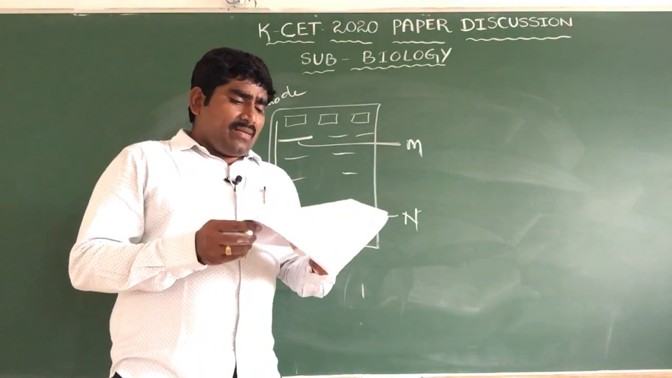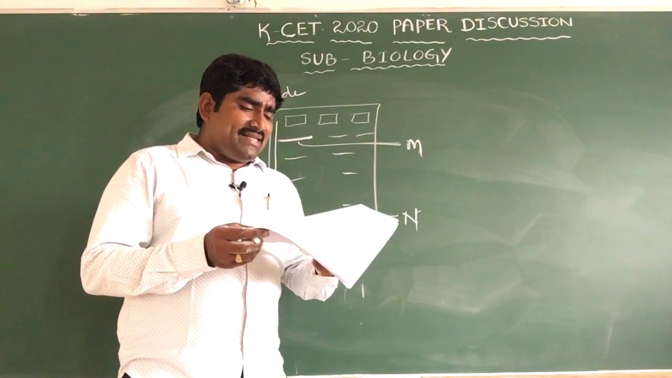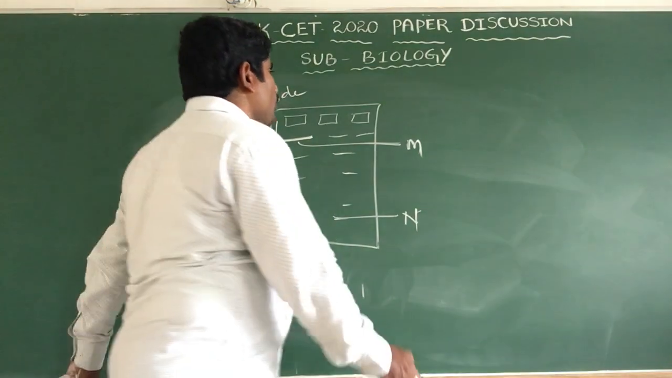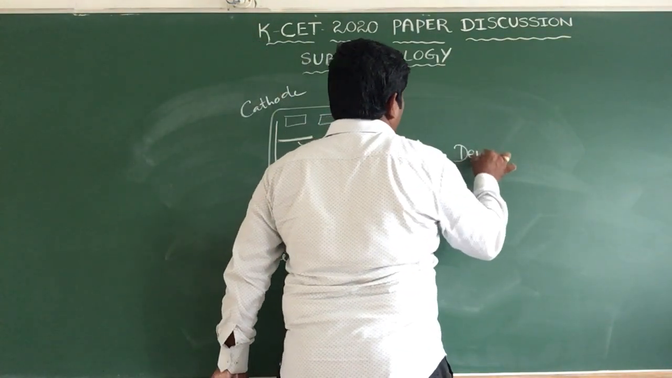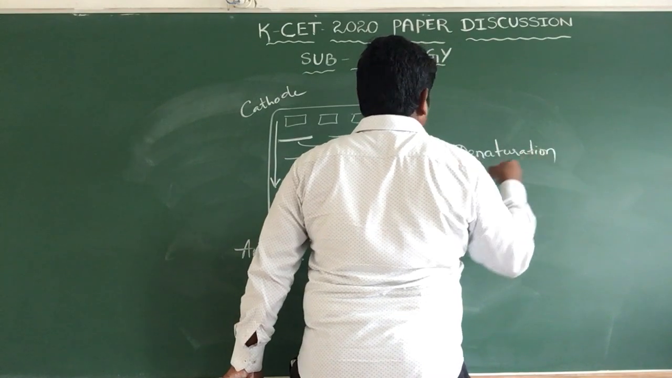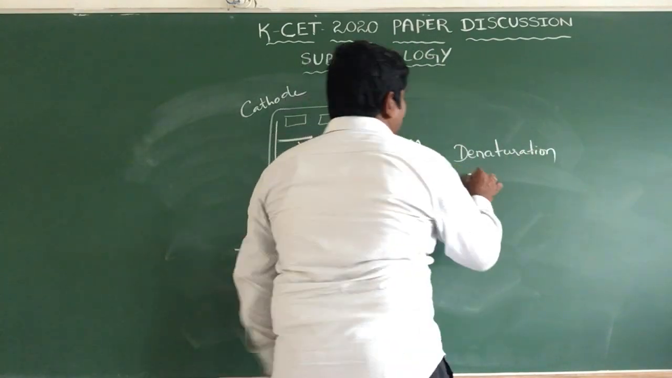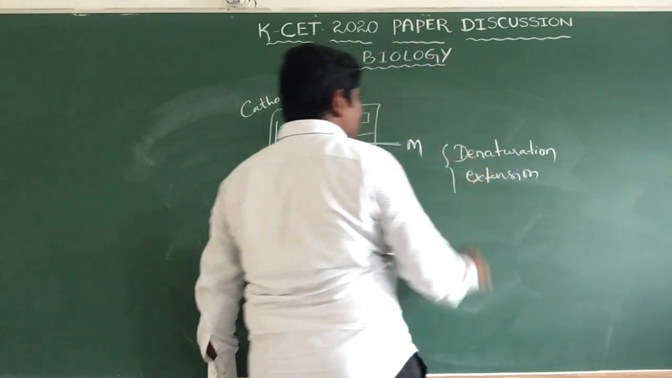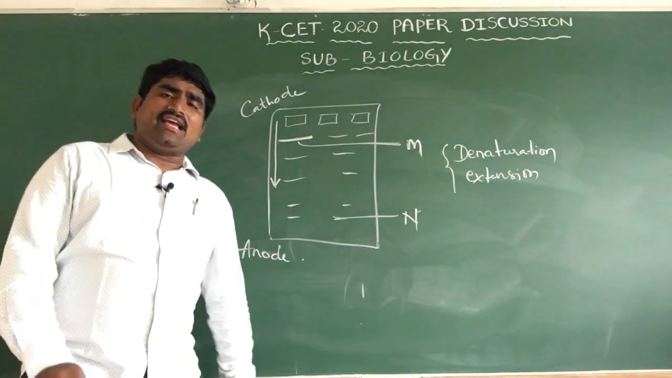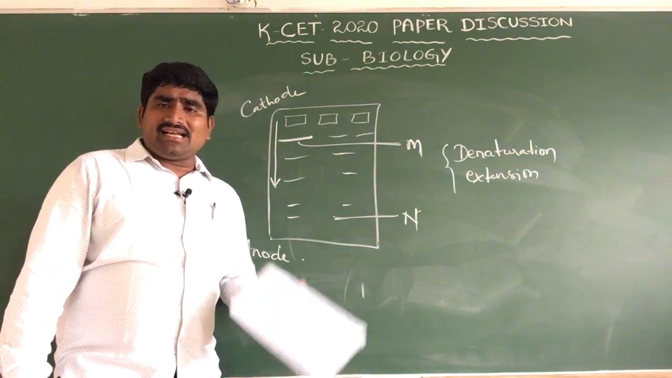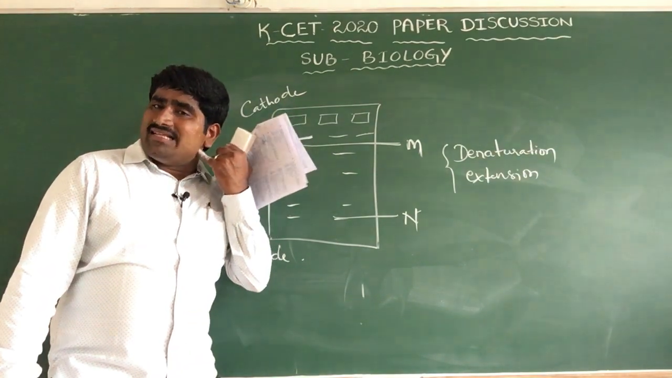Next one, from the given combination of steps in PCR, identify the enzyme dependent steps. Enzyme dependent steps are two only: denaturation and extension. These two require enzymes. For denaturation, breaking of hydrogen bonds, helicase is required. For extension, what is required? For extension, Taq polymerase enzyme is required.